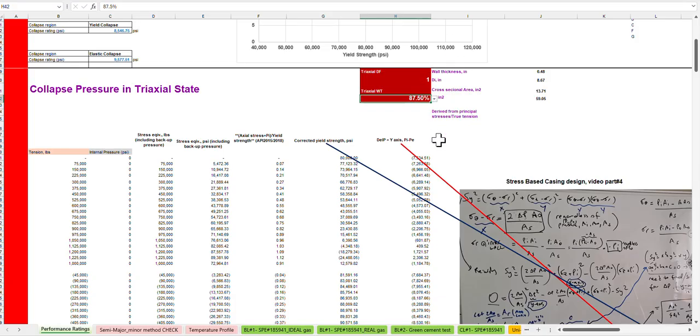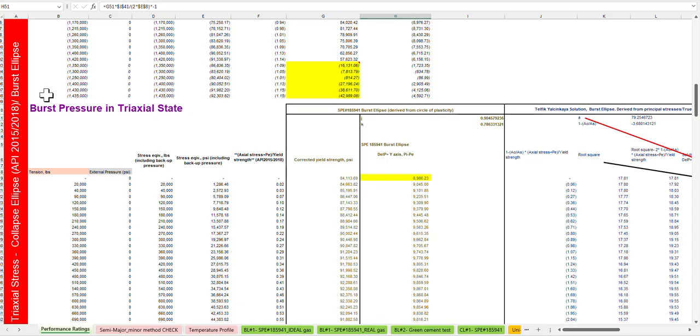Same with the wall thickness. Of course, if you increase the wall thickness, what happens is you reduce the cross sectional area, and then your stresses get higher, and your corresponding differential limit reduces in this case. So, the next one is the burst pressure in the triaxial state.